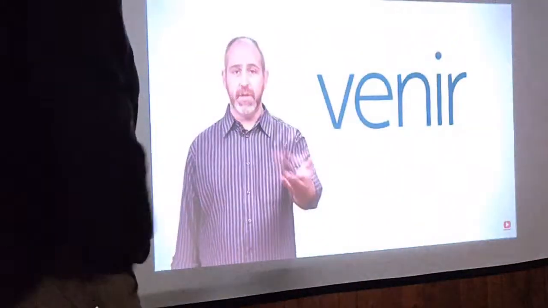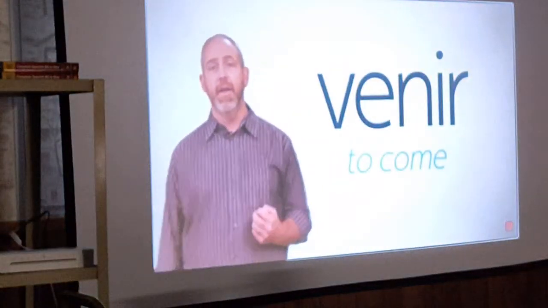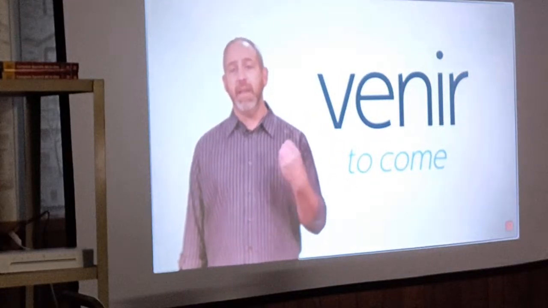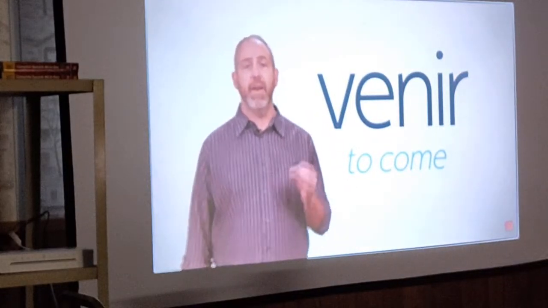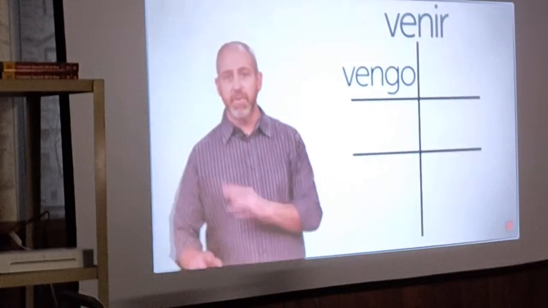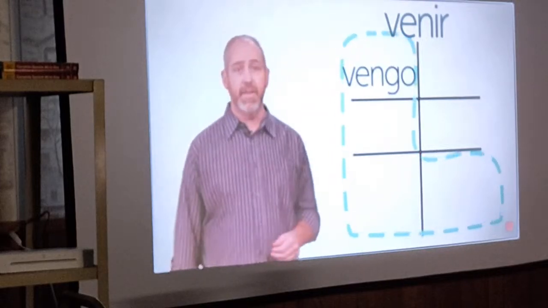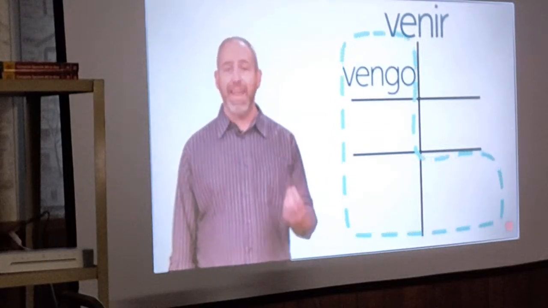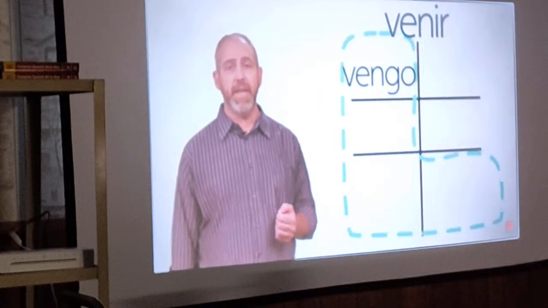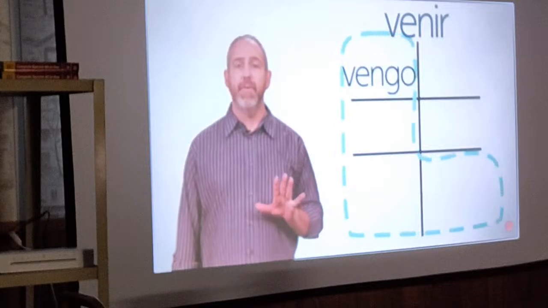Okay. The next one is going to be venir, to come. Okay, venir is a lot like tener that we learned in the past lesson. Venir, to come, is going to have an irregular yo form as well, and we're also going to change some of the letters in the boot, okay? And we've got this, vengo, V-E-N-G-O. Now down here in the tú form, we have vienes.